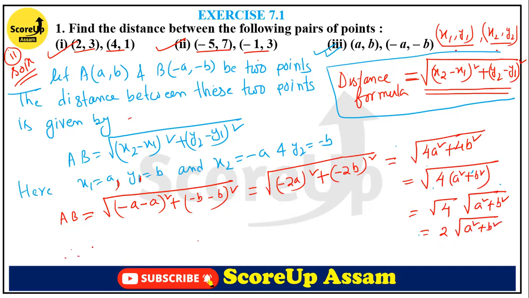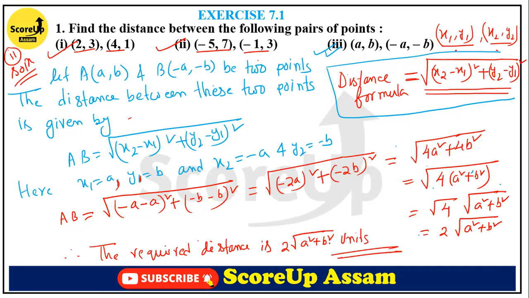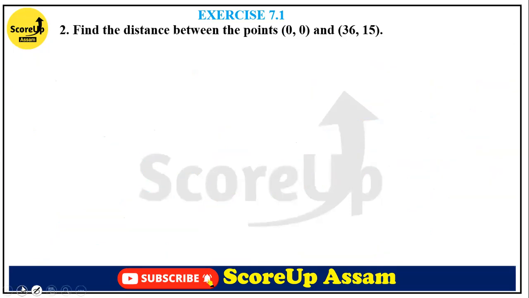Therefore the required distance is root over a square plus b square units. This is the solution. Now we shall move on. Next, question number 2. What is question number 2?